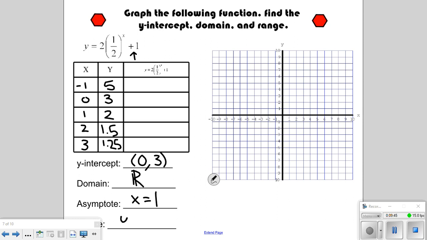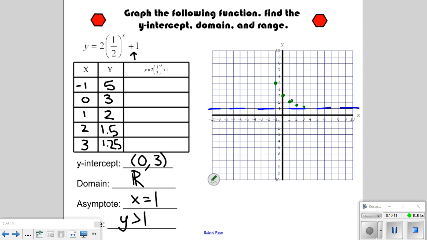So when I go over and graph this, I'm going to graph y equals 1 first. I've got to do my asymptote. After I do my asymptote, I'm going to plot my points, and then I will be able to draw my graph. So I have (-1, 5), (0, 3), (1, 2), (2, 1.5), and (3, 1.25).